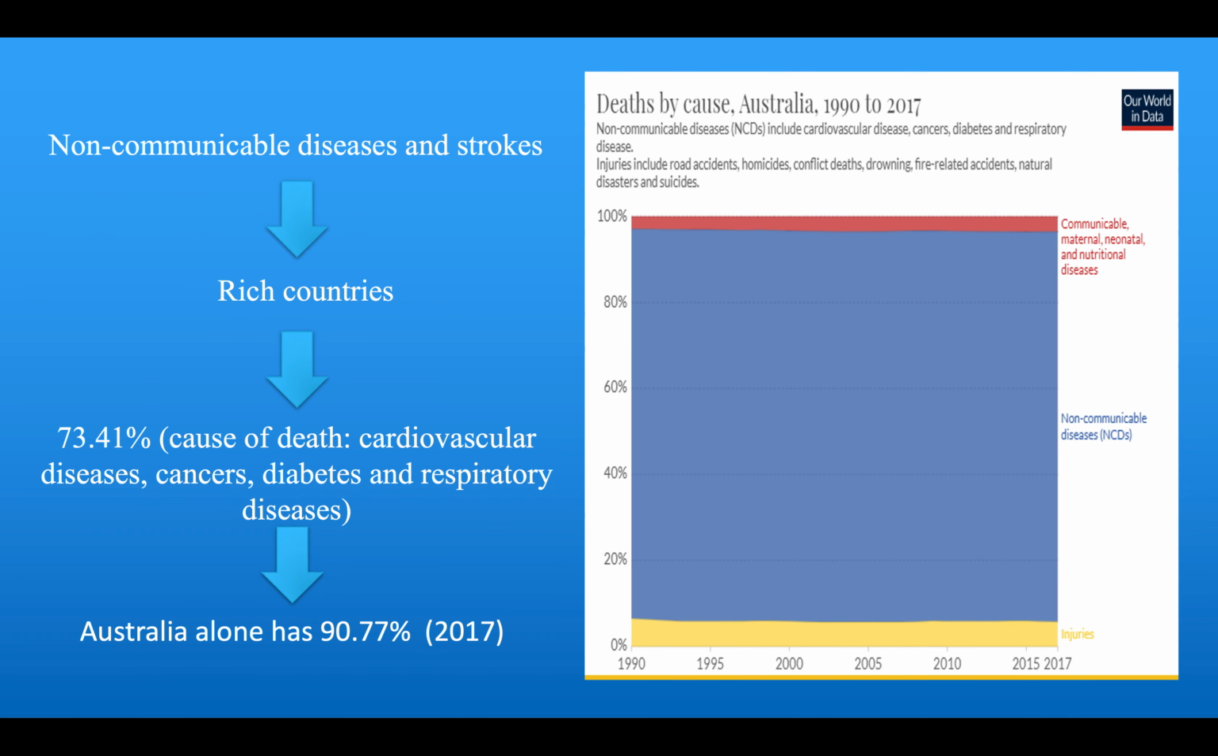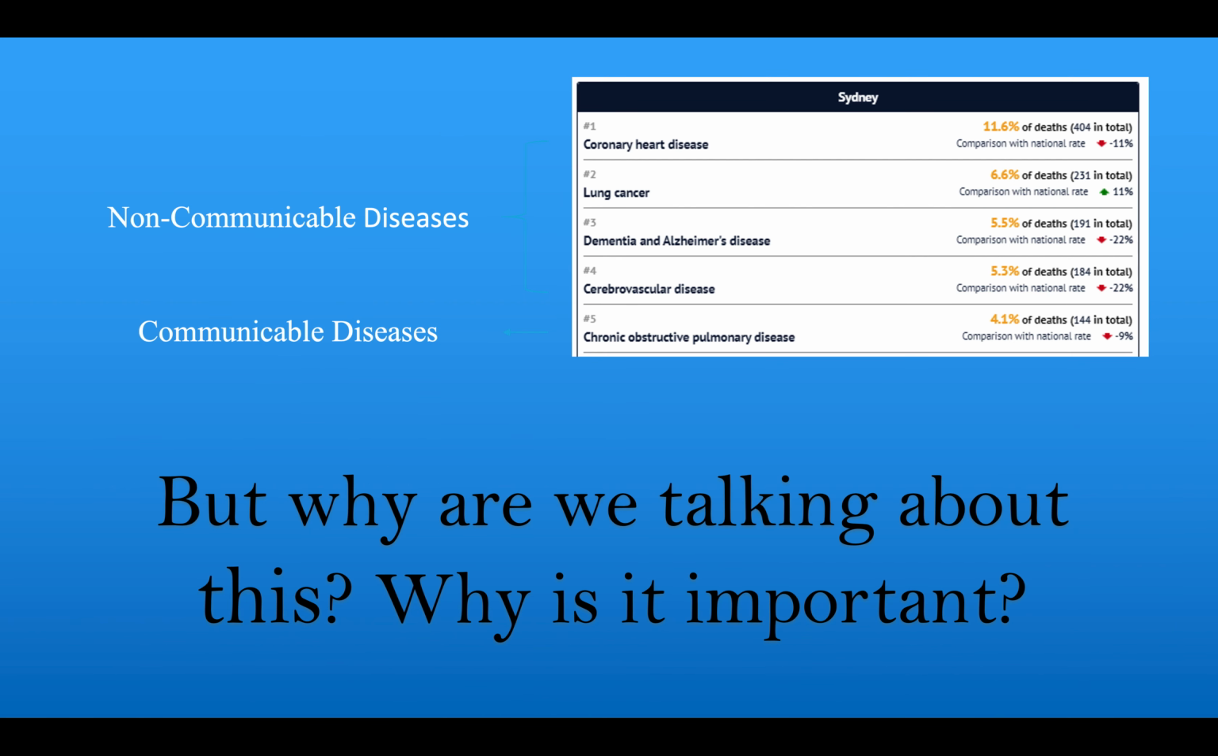Rich countries, which are usually those under the first world category, have non-communicable diseases as the dominant cause of death. By using numbers to quantify, in 2017, 73.41% of the deaths by cause reported worldwide included cardiovascular diseases, cancers, diabetes, and respiratory diseases. In comparison, Australia alone had 90.77% in that same year. In 2018, looking closely at CNA, the top 5 causes of death are as shown in the figure.